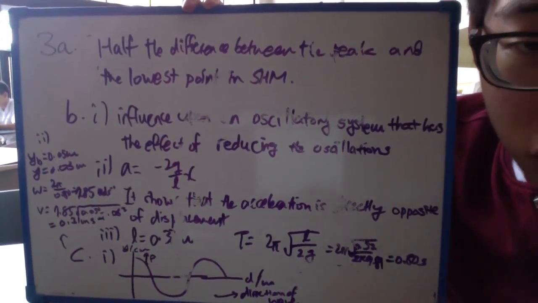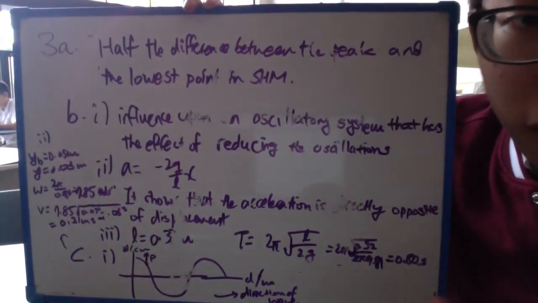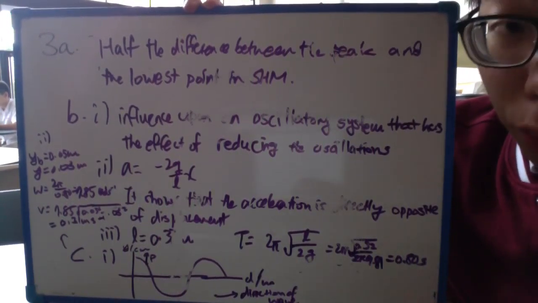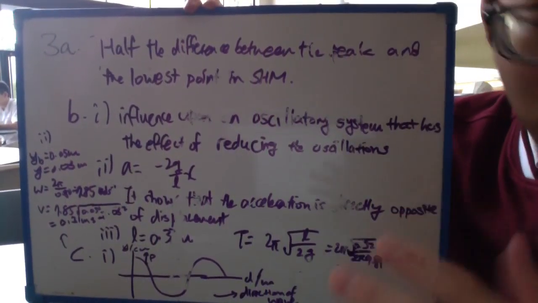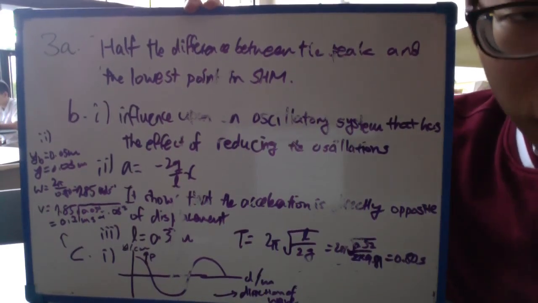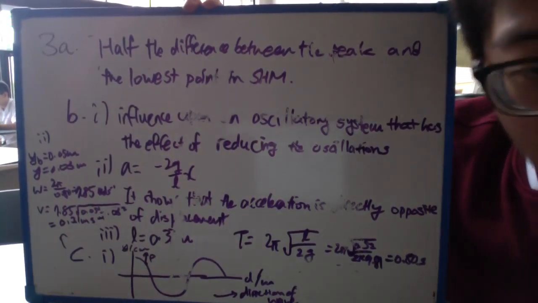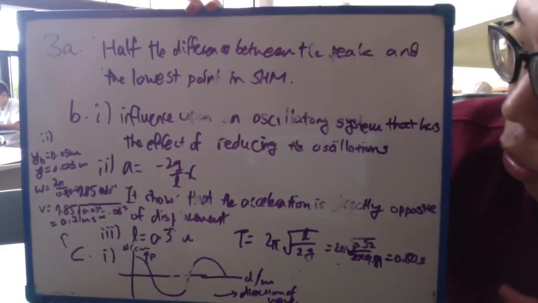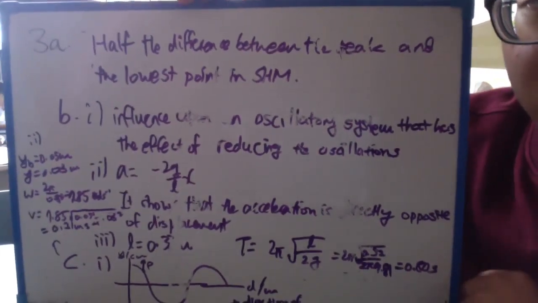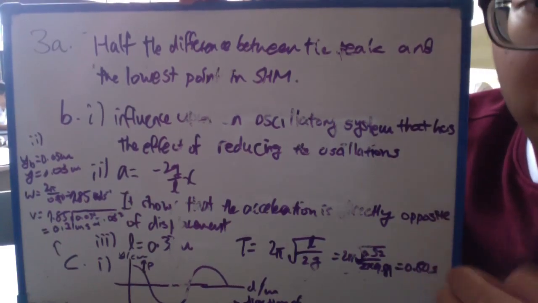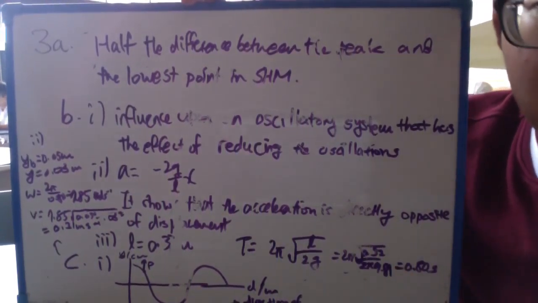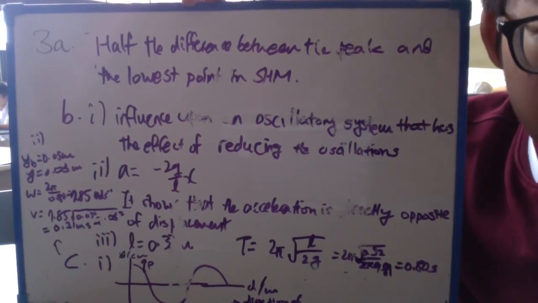Part B shows an experiment where liquid is contained in a U-tube, and the pressure on the liquid on one side makes the liquid oscillate in the U-tube. Question B1 asks what is meant by damping. According to the IB definition, damping is an influence upon an oscillatory system that has the effect of reducing the oscillation.